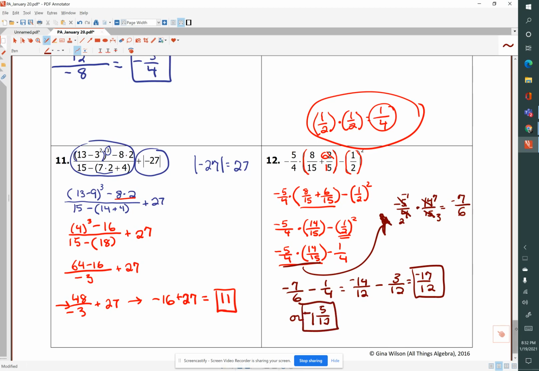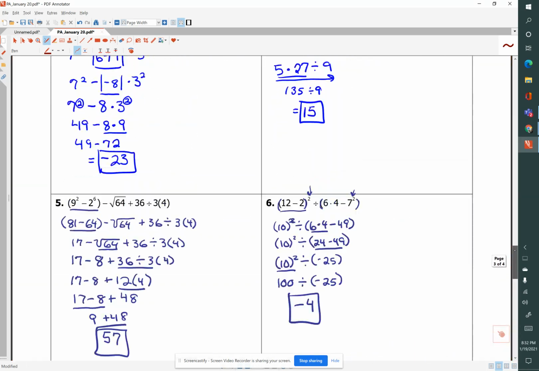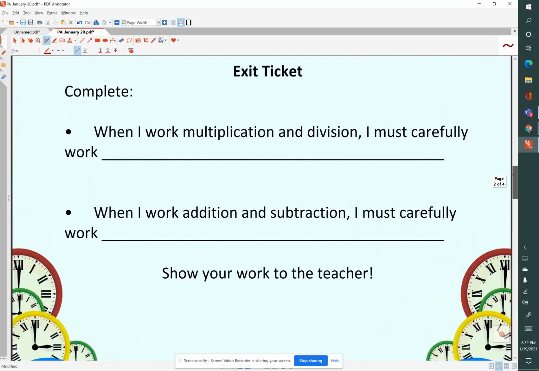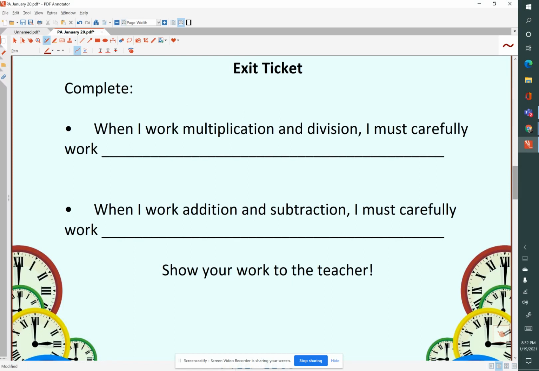So that is our last problem of the day. We had a couple whoppers today. Slow and steady wins the race. Now remember, when you work with multiplication and division, you must carefully work from left to right. And when you work addition and subtraction, you must carefully work from left to right. So be very careful as you work one step at a time, and as you continue to practice, you'll be great.